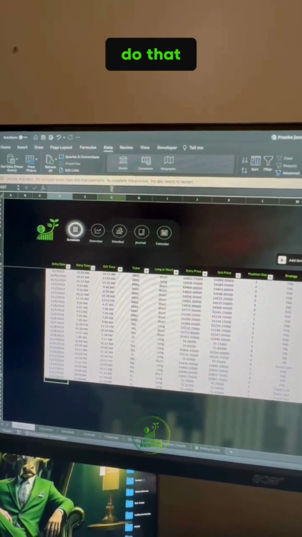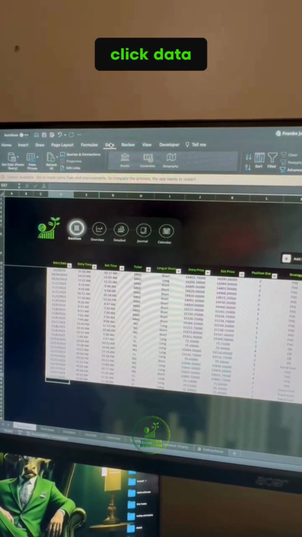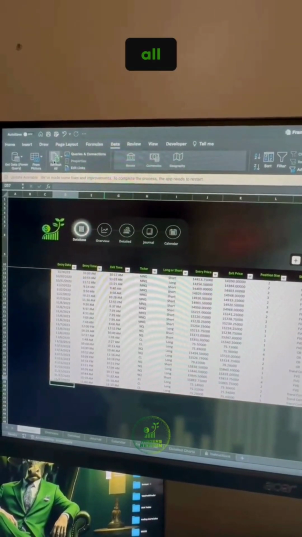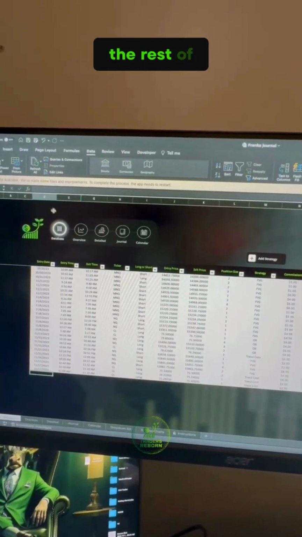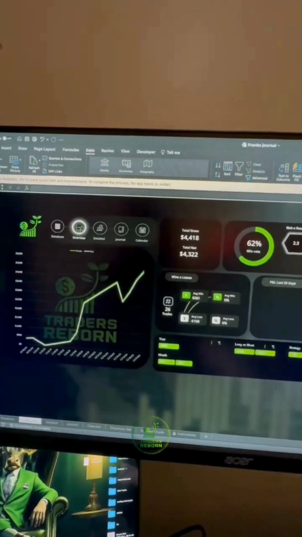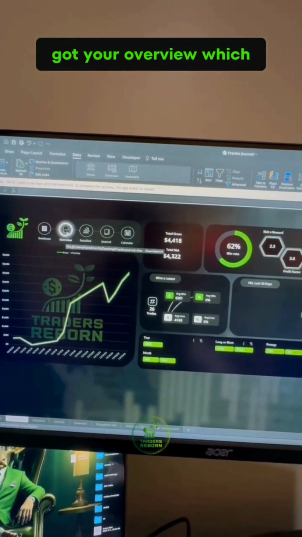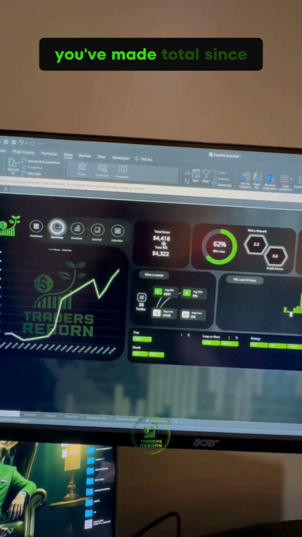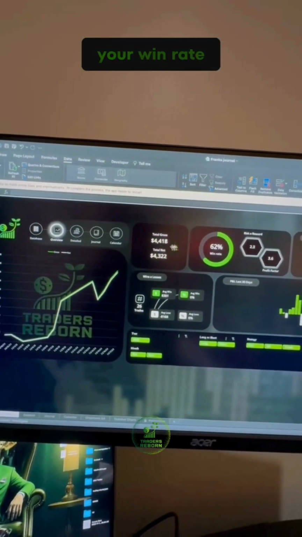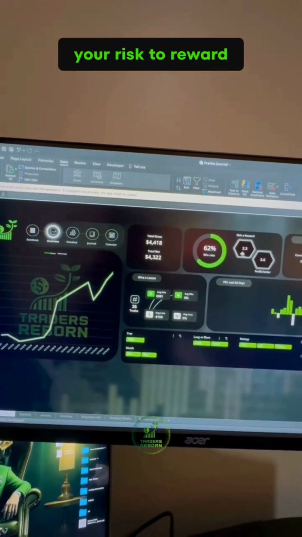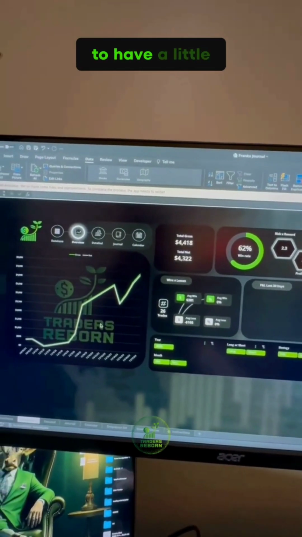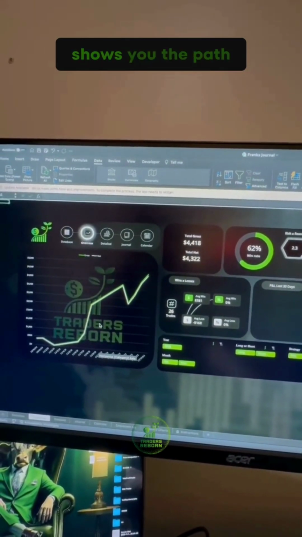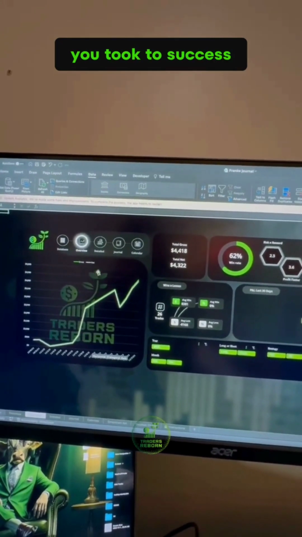After you do that, come up here, click data, then click refresh all. As soon as you click refresh all, that trade gets populated to the rest of the journal. Right here, you've got your overview, which is going to show you how much money you've made total since you started journaling, your win rate, your risk to reward ratios, your average win, your average loss, and it's going to have a little graph right here that shows you the path you took to success.